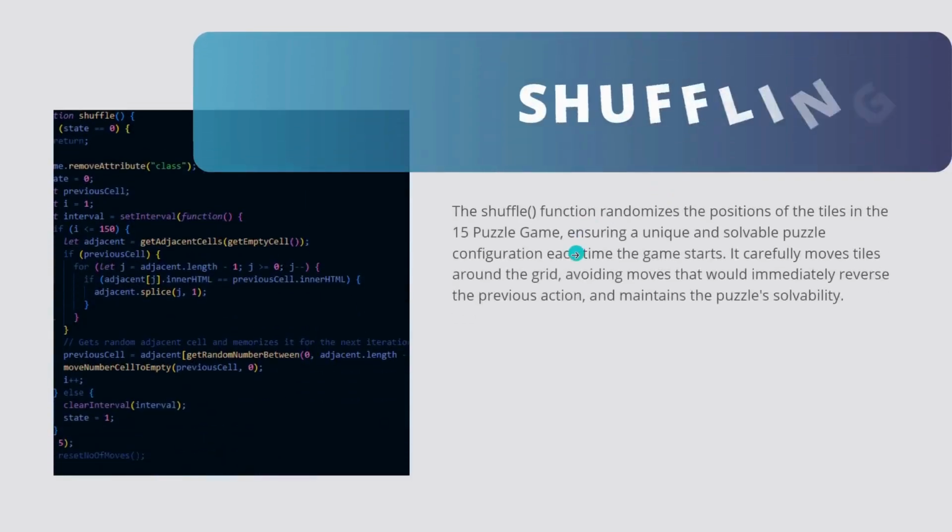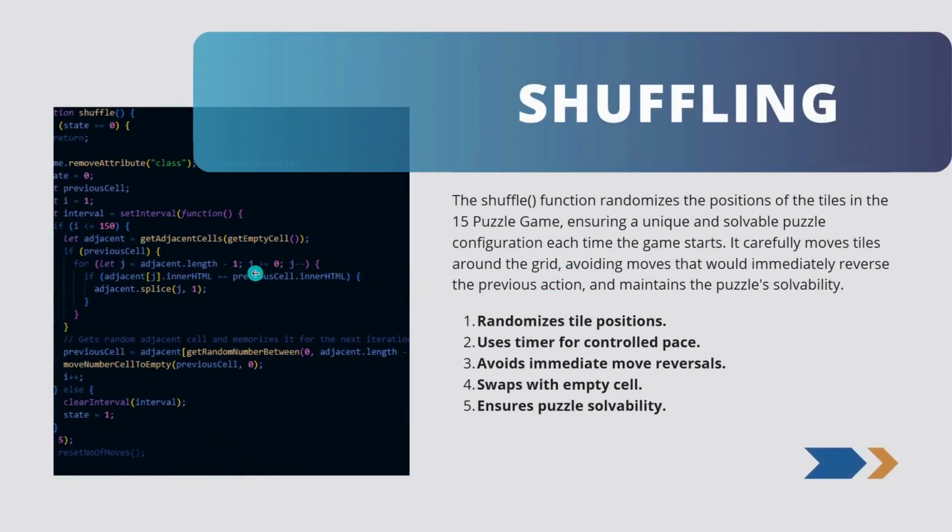Next, we'll cover the shuffling mechanism, which is crucial for creating a new game experience each time. The shuffle function handles randomizing the position of the tiles. To ensure proper shuffle, we use a timer to control the speed at which the tiles are moved. This helps in achieving a thorough mix without making the shuffling process appear too fast or too slow. One key aspect of the shuffle function is to avoid immediate reversals of the tile movements. This is done by keeping track of the previous cell and excluding it from the next move. This ensures a more random and challenging shuffle.